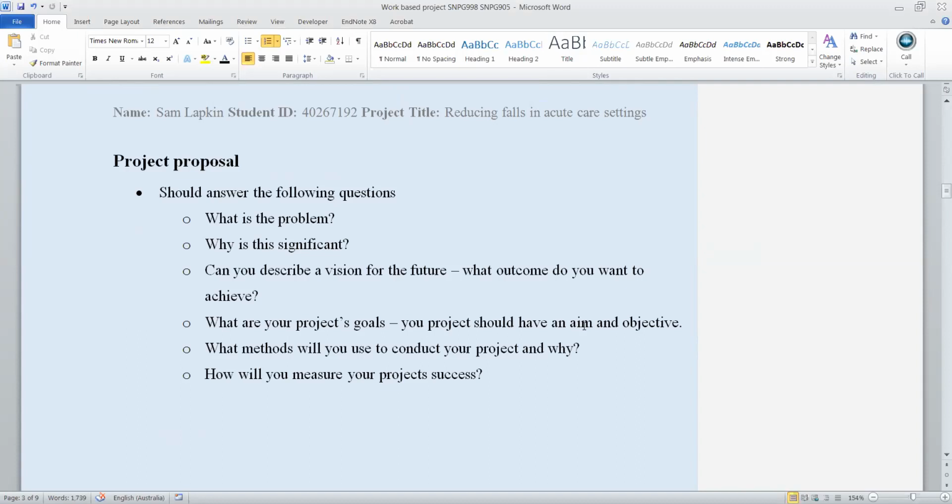You need to have a vision for the future in terms of the outcomes that you intend to achieve. You need to have specific goals that are SMART and realistic. You need to have a specific aim, objective or objectives. You need to clearly outline the methods that you're going to use to conduct your project and provide a justification as to why you think this method is the most appropriate. You need also to explain how you're going to measure and determine success.